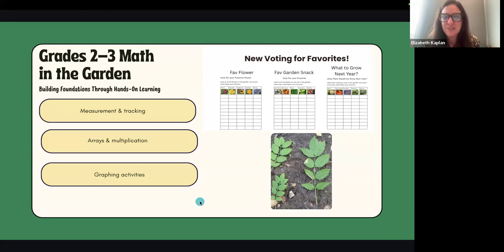So grades 2 and 3, you're really into multi-digit stuff, graphing a little bit more complex with more data. So we give them a lot of data from our garden to work with. And again, starting to really think about multiplication.